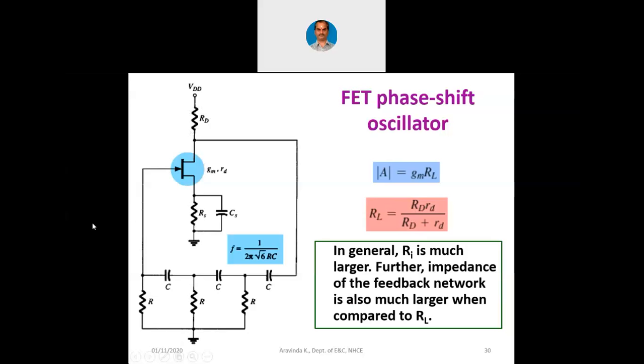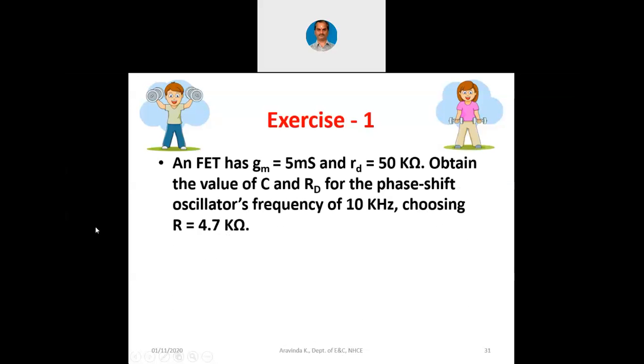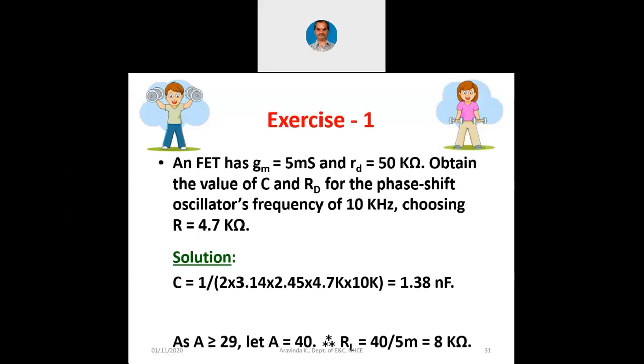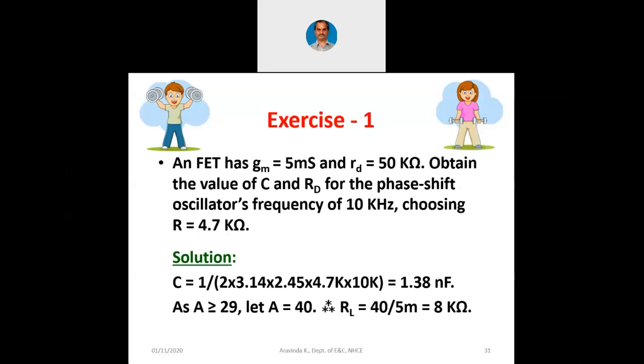Now, we will have to assume the value of gain. It must be above 29. So, you have a freedom now. You can assume any value of A which is greater than 29. So, there can be multiple answers. I will show you my answer now. As A has to be greater than or equal to 29, I am choosing A to be 40.